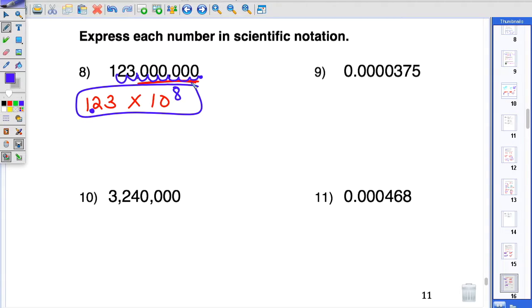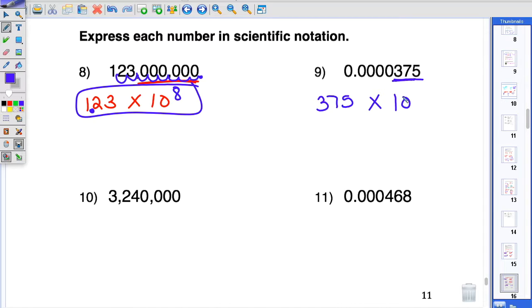Number 9 is 375 10,000,000ths. This is a very small number. We want to write it in scientific notation. We want to eliminate all the zeros. So we're going to take our 375, put it out in front of our multiplying by a power of 10.